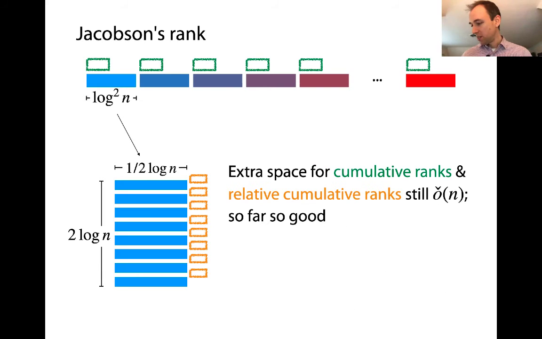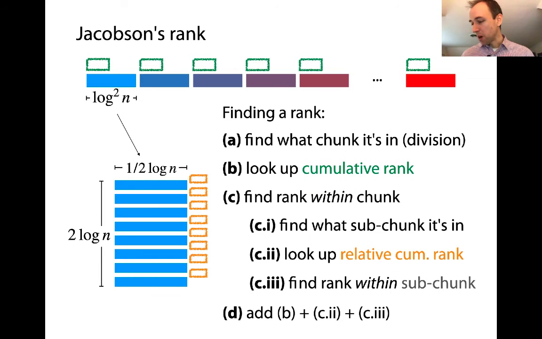So we've solved even more of the problem now. And we need to store these cumulative ranks up to each chunk and these relative cumulative ranks up to each subchunk. But now we've solved the problem all the way up to the beginning of the subchunk. So far so good. But there's still more of the problem to be solved, because after all, this is now an elaborated version of what we said before.